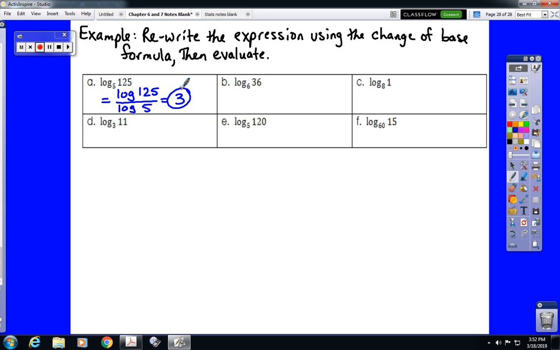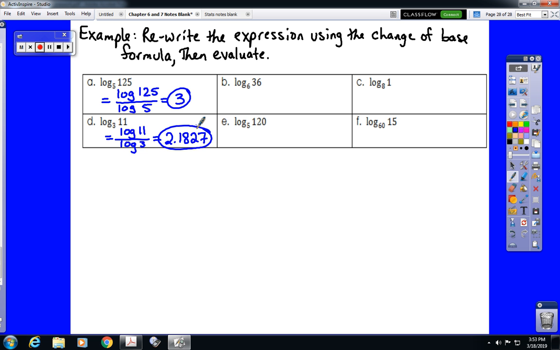Let's do D next, log base 3 of 11. So again, that would be the log of 11 over the log of 3. So we're going to feed that to the calculator. Log 11 divided by the log of 3. Round that to the nearest 10,000th. 1.8827 would be what we're looking for.